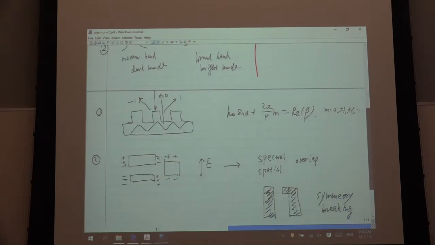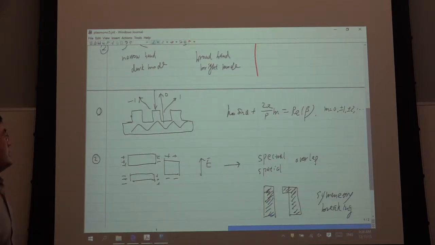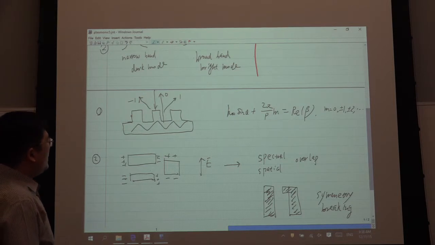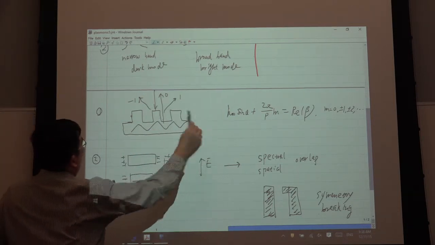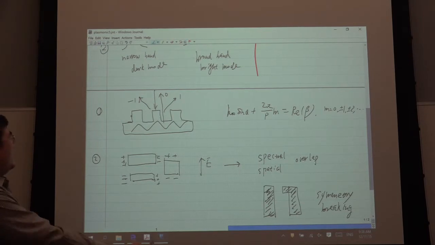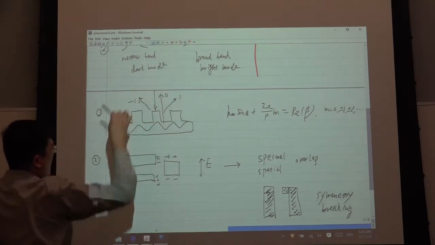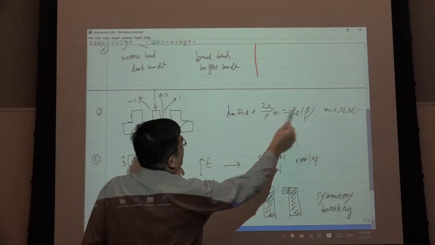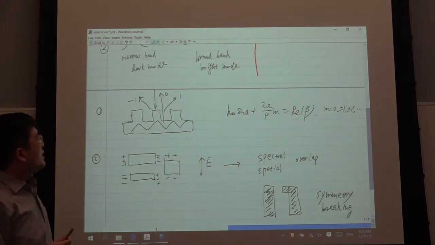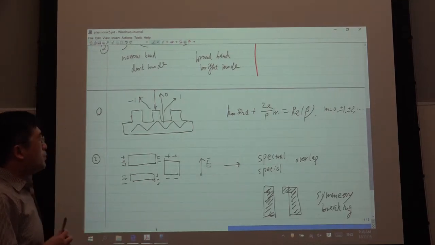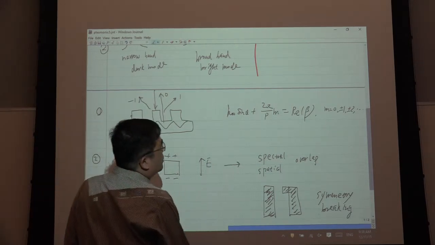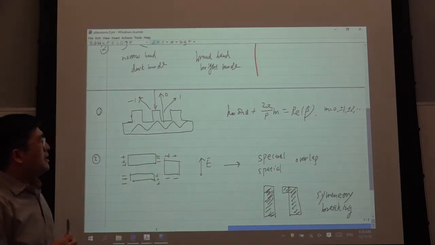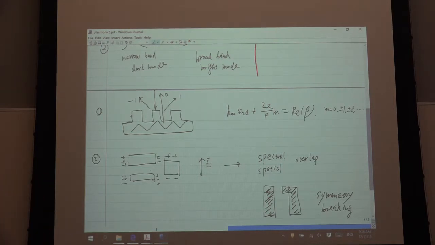For the first case, I think the standard case is the grating. Everyone knows the grating can support some guided mode. When a plane wave illuminates this grating, the phase matching condition can be satisfied. I mean, k0 sin theta plus 2 pi over P times m equals the real part of the propagation constant. The beta is the propagation constant of this guided mode. P is the period, right? Yes.